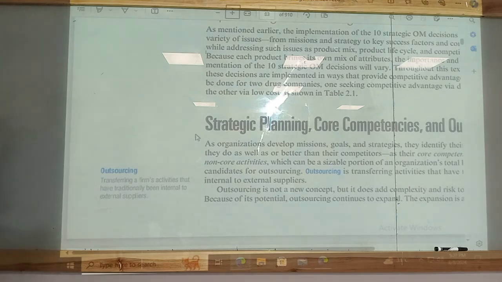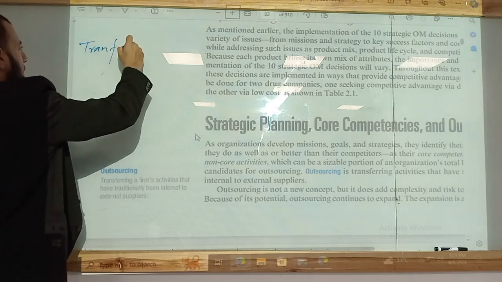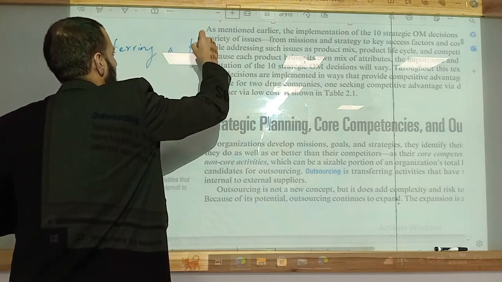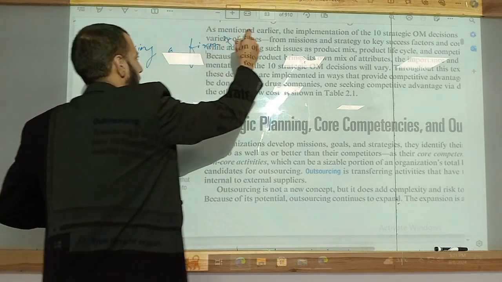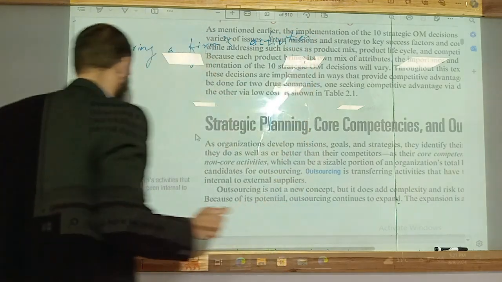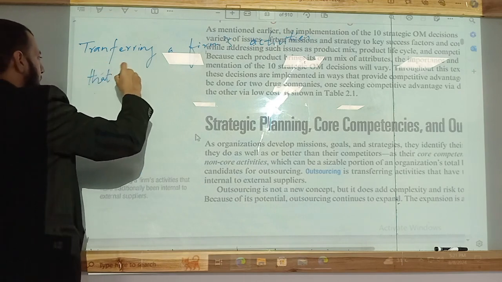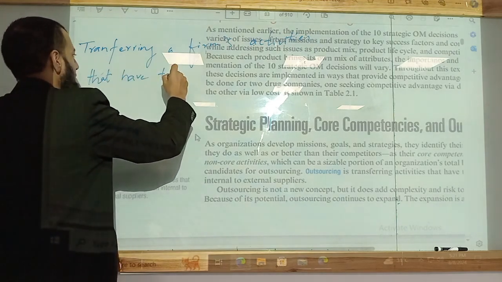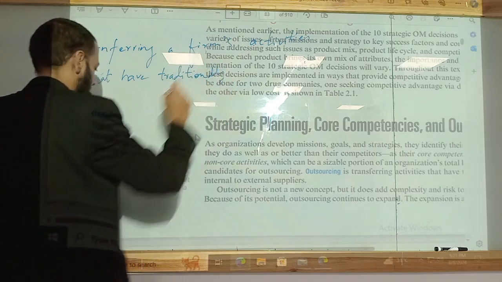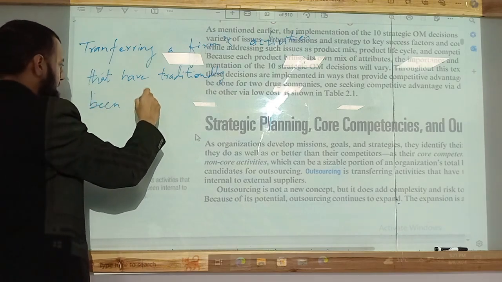Transferring, I am writing it out. Transferring a firm's activities that have traditionally been internal to external.